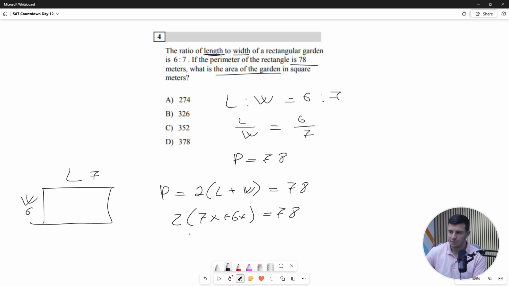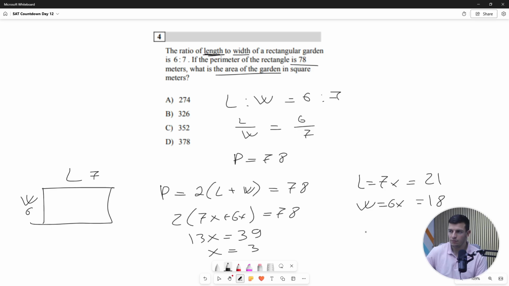Divide both sides by 2. 13x is going to be, I want to say 39. Yes. And divide everything by 13. x is going to be 3. But what is x though? x is just 1 unit. So length is going to be 7x and width is going to be 6x, which makes this one 7 times 3, 21. And width is going to be 6 times 3, which is 18.